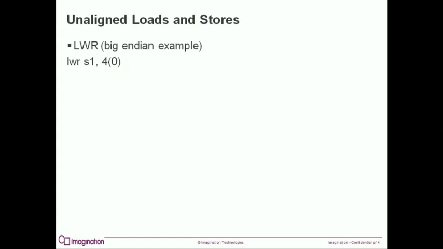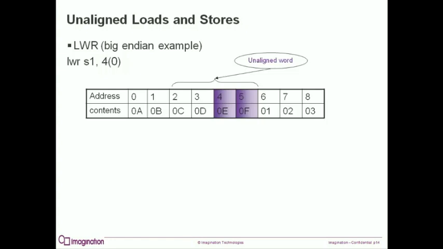Next, use the load word right to load the least significant 2 bytes of the unaligned address into the least significant bytes of the destination register. The least significant unaligned bytes are in bytes 4 and 5. S1 is the destination register, and the address being loaded from is address 0 with an offset of 4.